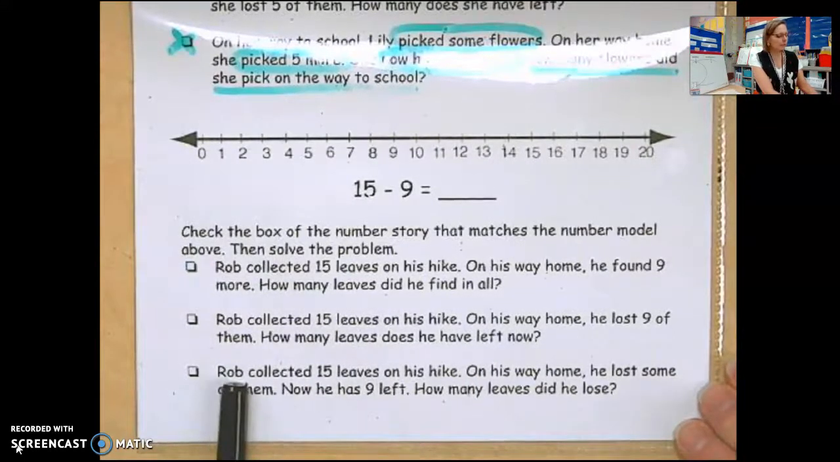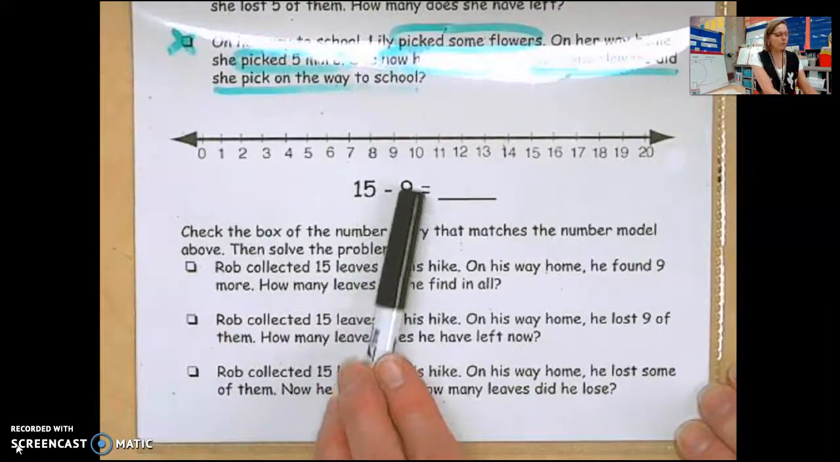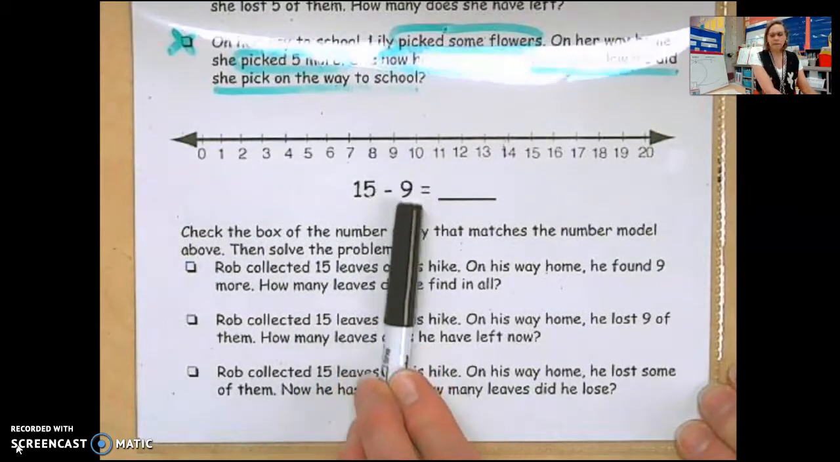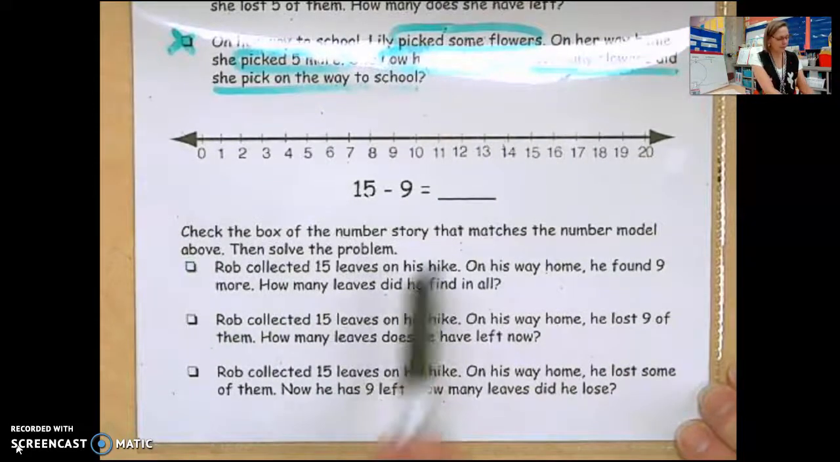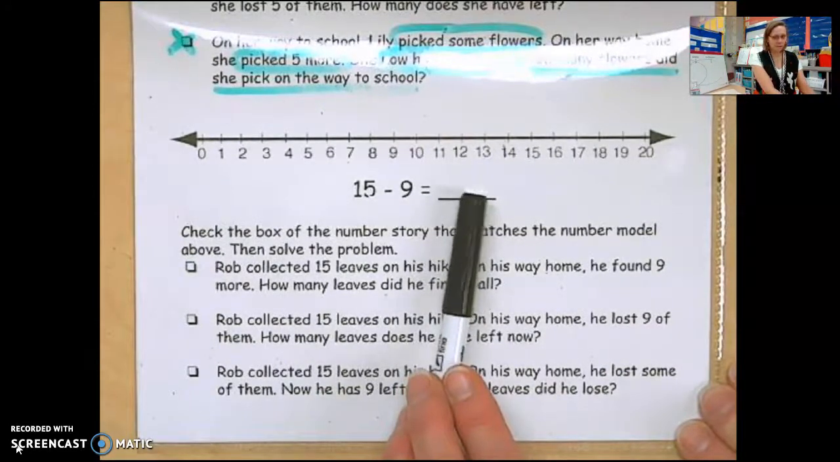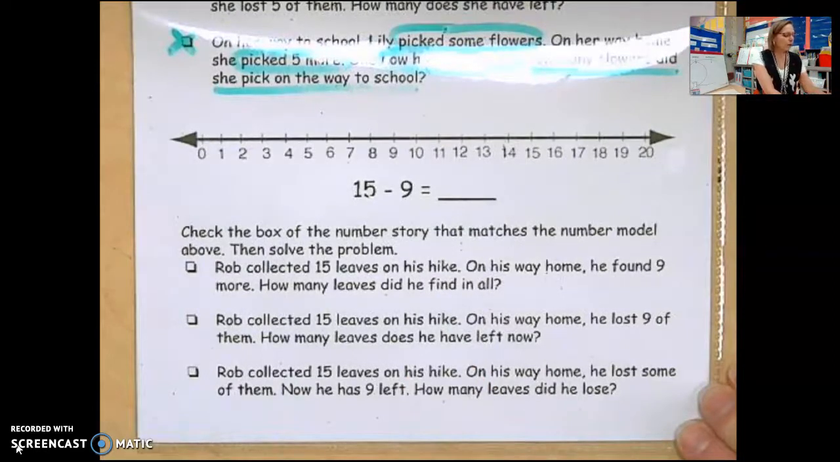Here we go. Rob collected 15 leaves on his hike. Maybe that's it. On his way home, he lost some of them. Oh, so he lost some. So this should be a question mark, and it's not a question mark. Now he has 9 left. That would mean 9 was over here if he had 9 left. So it's not that one. We know that it's got to be this one, right?